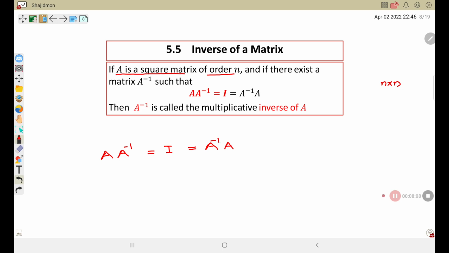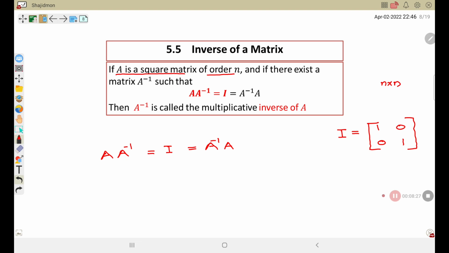Now what is the identity matrix? For example, here we are considering only a 2 by 2 matrix. So what is the identity matrix? I equals the matrix 1, 0, 0 and 1, correct? 1, 0 and 0, 1. This is the identity matrix or unit matrix.